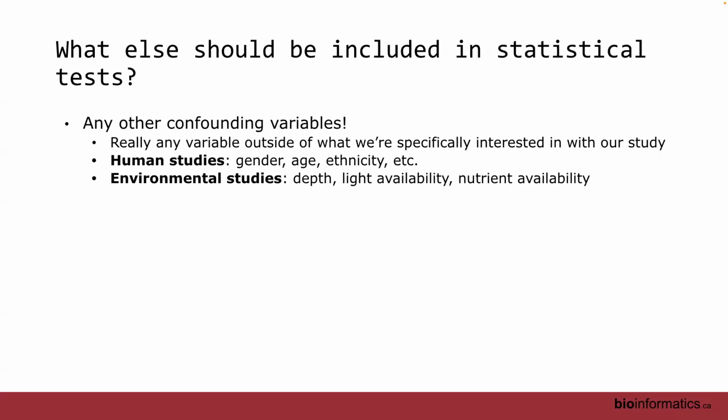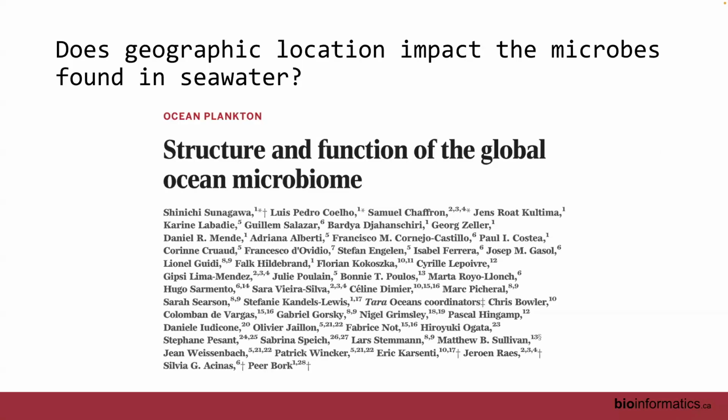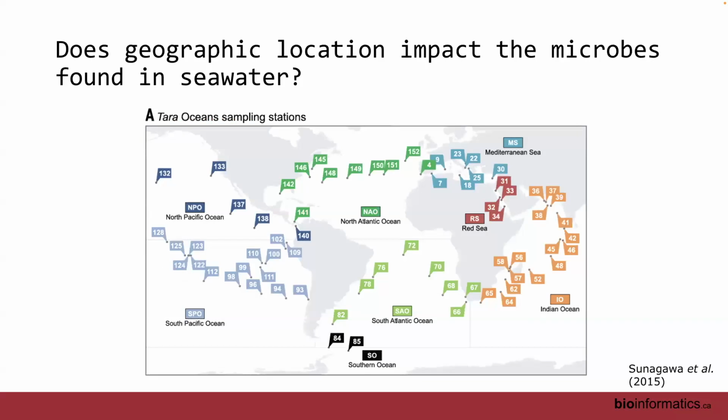And so I want to give a couple of examples of how this might be important. Looking at the question, does geographic location impact the microbes found in seawater? I'm focusing on the Tara Oceans study. For anyone unfamiliar with Tara, essentially this was a massive sampling effort undertaken a few years back. They went on cruises all around the world, collected samples from different oceans, different locations, different depths, different size fractions of the seawater they were sampling.